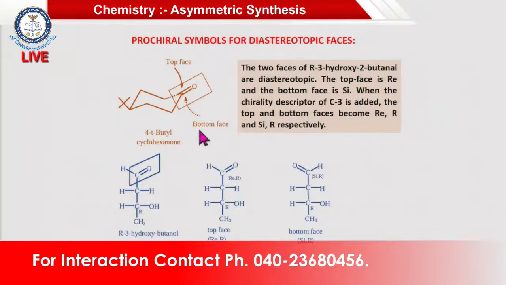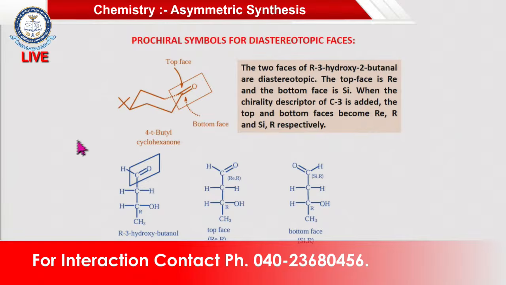So there is a C double bond O group, right? We have a tertiary alkyl group present at the equatorial position, and the incoming nucleophile may attack from the top face or from the bottom face. Earlier we saw that if it attacks the top face, we called it the Si face, right? But in diastereomers it will be reversed. If it attacks from the top face, that is called the Re face. If it attacks from the bottom face, that is called the Si face.